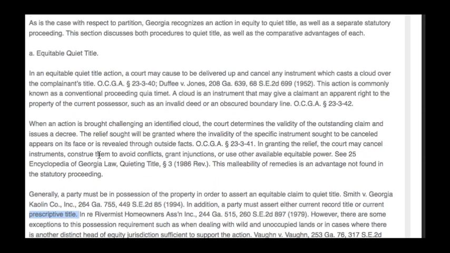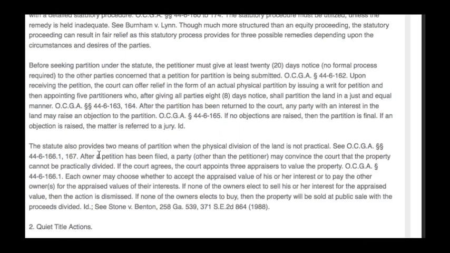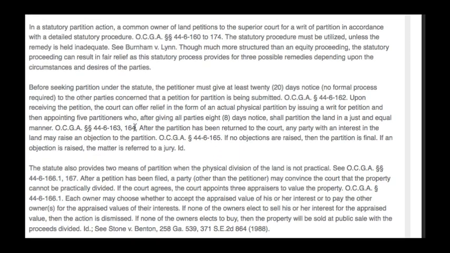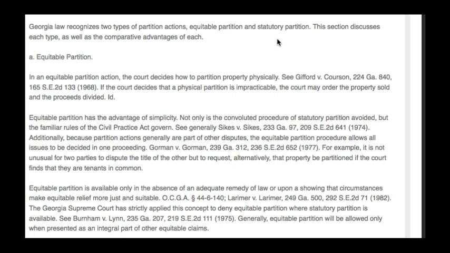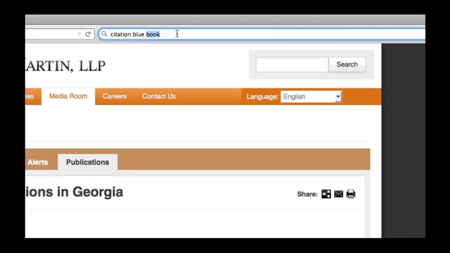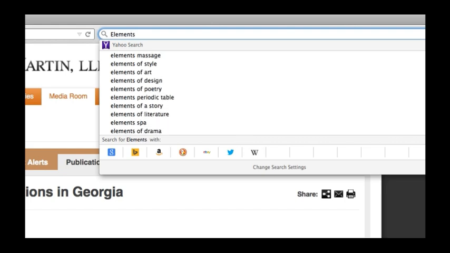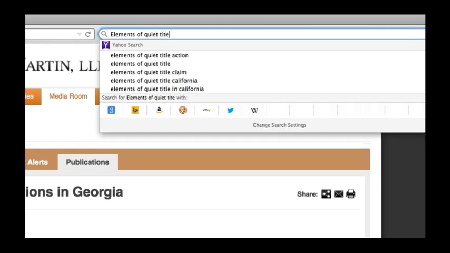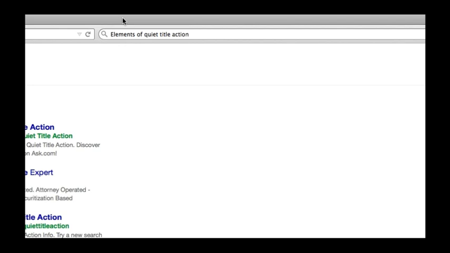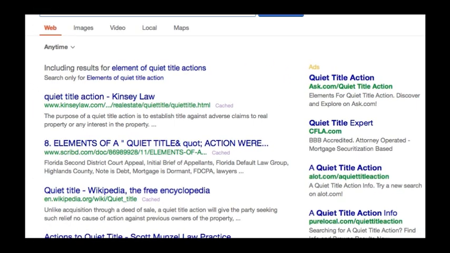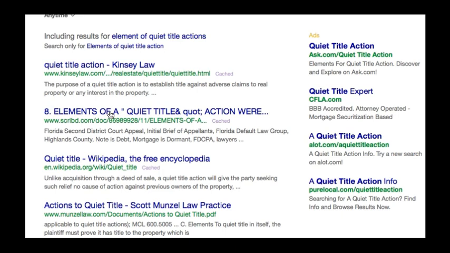It doesn't say it in here, but when you check out other sites, it makes it pretty clear that in order to file a quiet title action, you have to be claiming ownership. This is the last thing I'll do because this is important with any type of legal action that you're going to file. I'm typing here: elements of quiet title action. Every cause of action that you file in court has certain elements that must be present in order to have a valid cause of action.